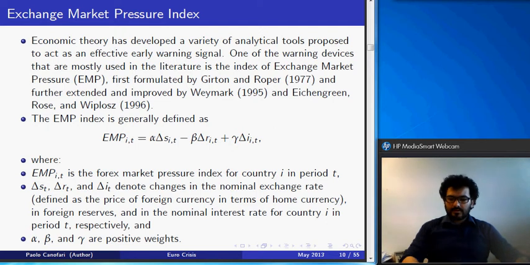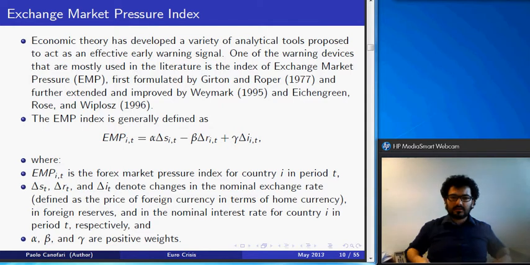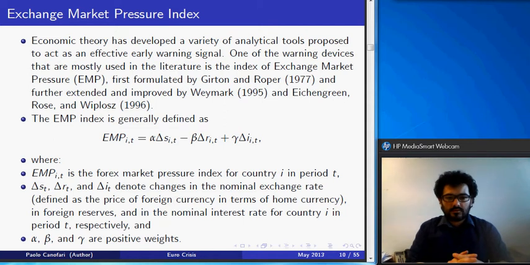So, economic theory has developed a set of analytical tools in order to predict or to signal crisis episodes in the currency market. One of the most widely used tools is the so-called Exchange Market Pressure Index, which was developed by Girton and Roper in 1977 for the first time and was further extended by Weymark and others.